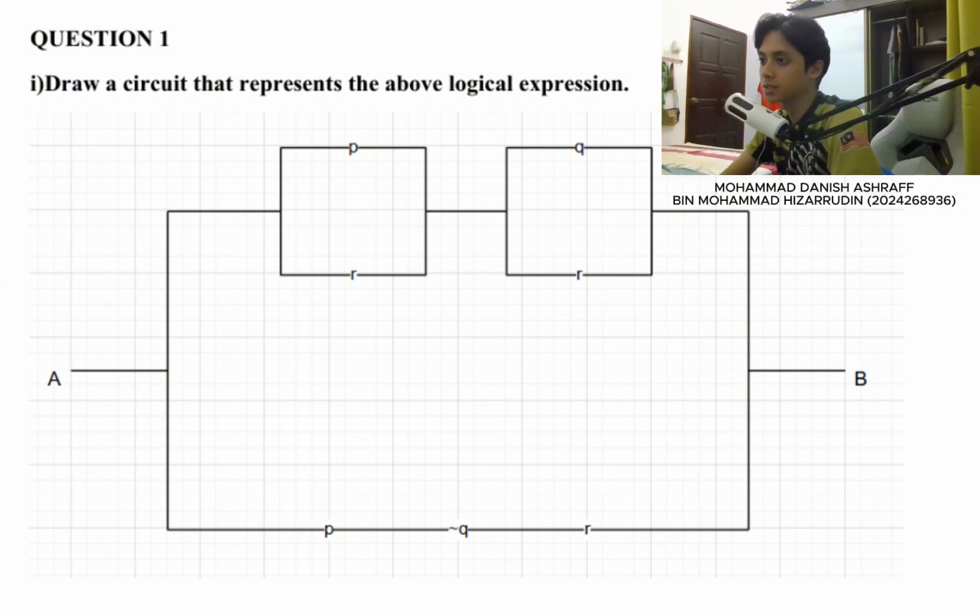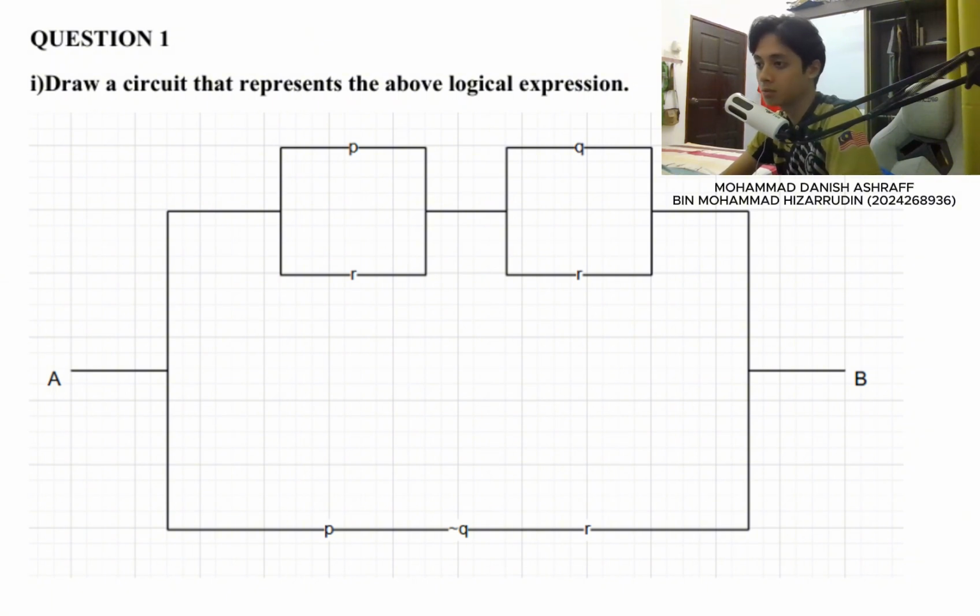So for the top one, for the first half of the expression, we have P or R and Q or R. For the first part, which is P or R, we will draw those two in parallel in a box, in parallel to each other. And then there's an AND, which means that the next part has to be in a straight line after the box. The next part, which is Q or R, we draw the same thing, another box, with Q and R parallel to each other.